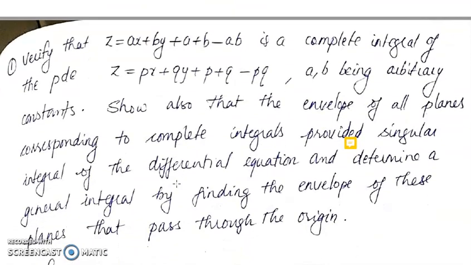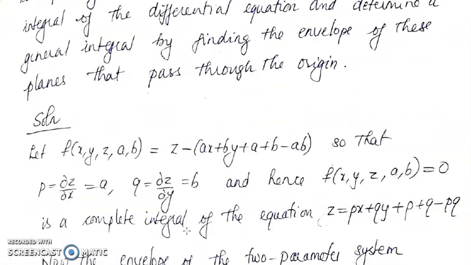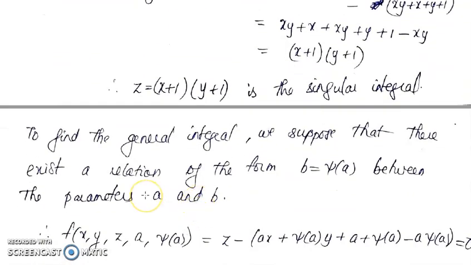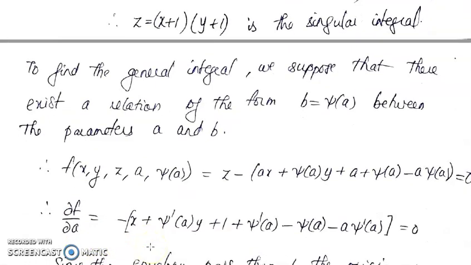The next part of the question is to determine a general integral by finding the envelope of the planes that pass through the origin. Now for the general integral, you must be able to obtain a relation of the form b = ξ(a). So I am going to write f(x, y, z, a, ξ(a)). So here now the equation becomes entirely in terms of a. B is no longer an arbitrary constant. So now you need to find the envelope of this.